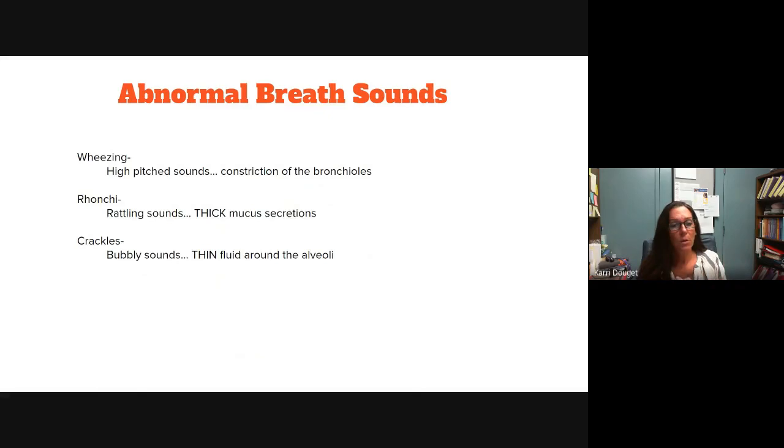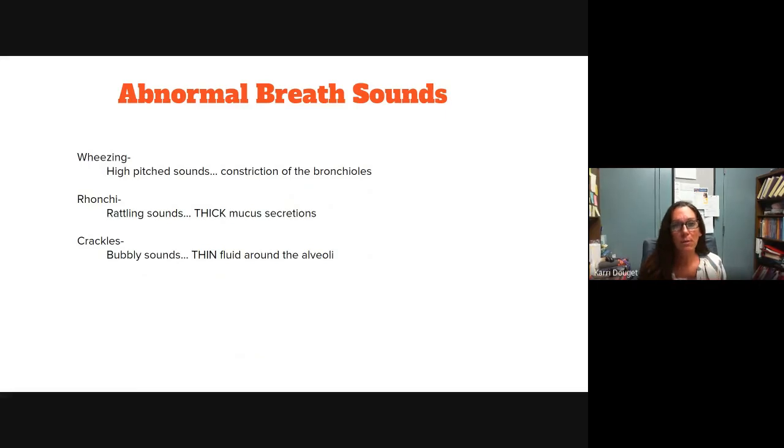A couple upper airway sounds. Stridor is one that's way up high. That's from foreign bodies or epiglottitis. It's that high pitch when somebody takes a breath in. You have obviously gurgling, which is fluids, and we need to suction that. Or you have snoring, which is like the tongue.